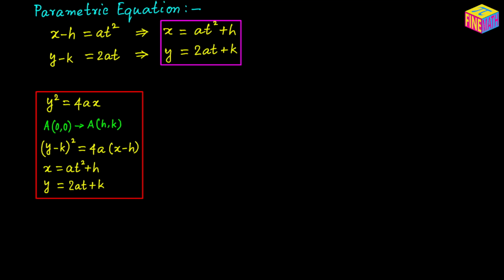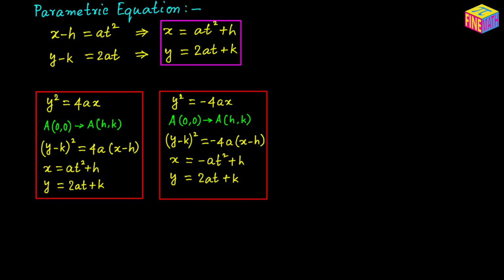And let's make a similar note for the left-handed parabola. For left-handed parabola, we know the standard equation is y squared equals negative 4ax. And for that parabola, if the vertex is shifted to h comma k, keeping the axis parallel to the x-axis, then the equation of that parabola could be written as y minus k whole squared equals negative 4a times x minus h. And in this case, for the parametric equation, we have to be careful about the value of x in terms of a parameter. We have to use x equals negative at squared plus h. Then only the right hand side will become a positive whole square. And then of course the value of y would be 2at plus k.